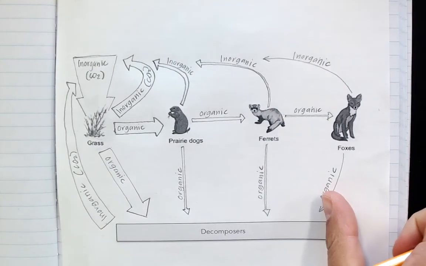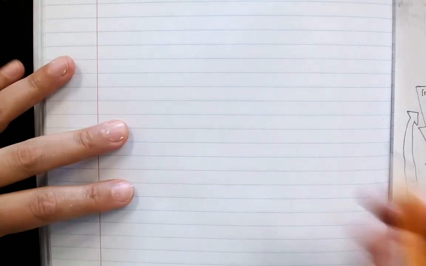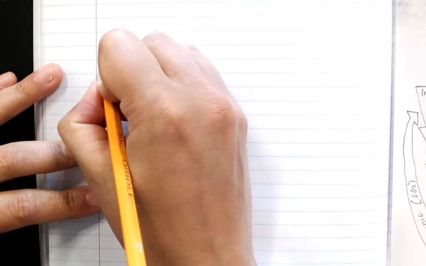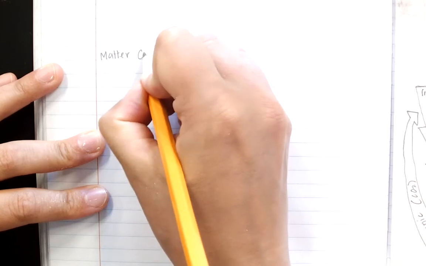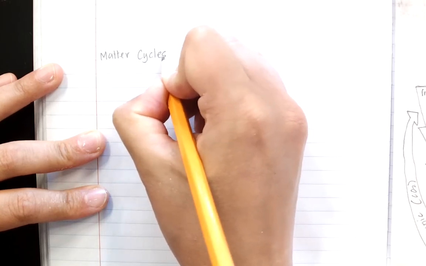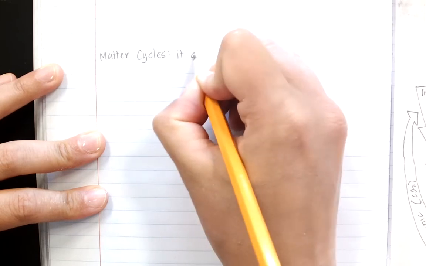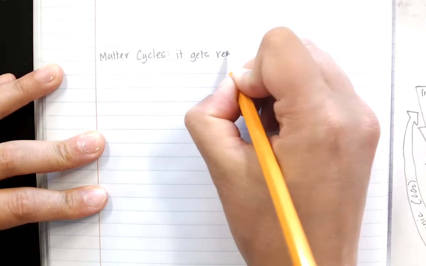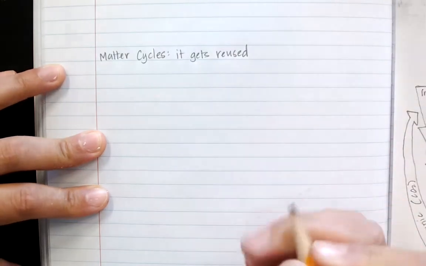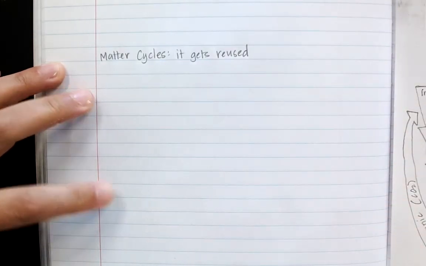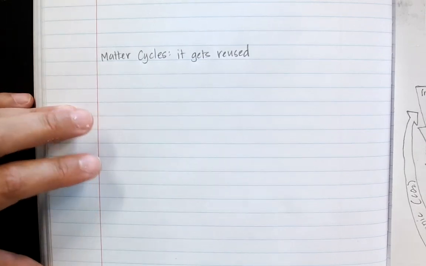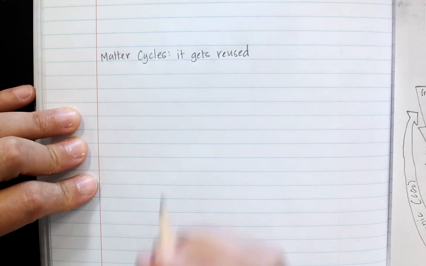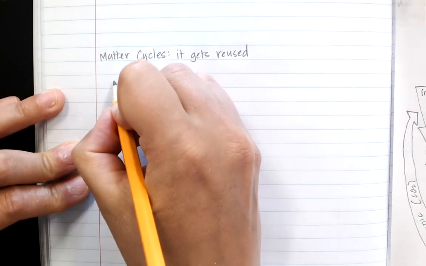All right, on this side of the page, kind of right in the middle, I'm gonna take just a few notes about this. So the important thing here is we're talking about matter and matter cycles. It gets reused. And that's going to be really important for an ecosystem. There are some processes that are involved in making it so that this carbon can get moved around these cycles. And one of those processes is photosynthesis.